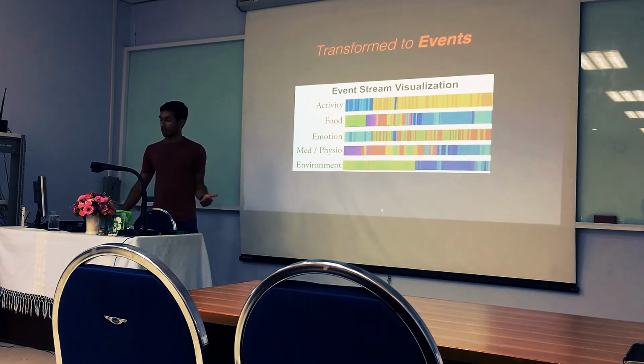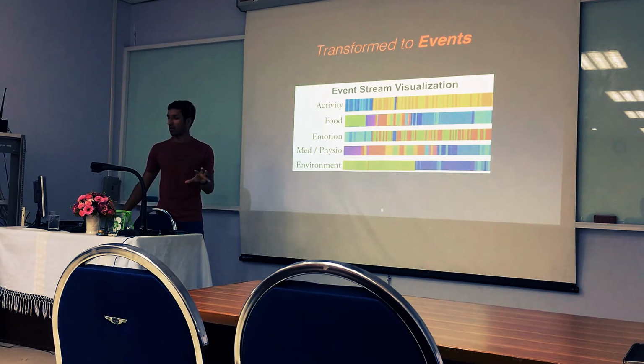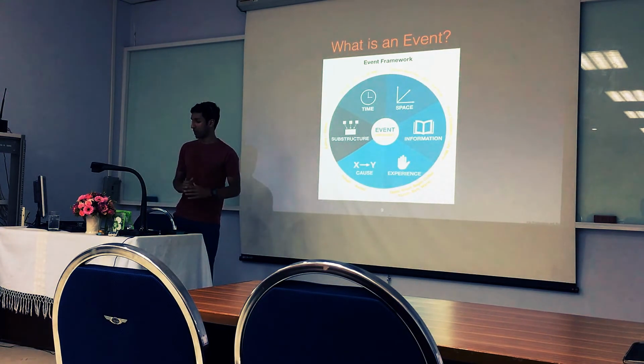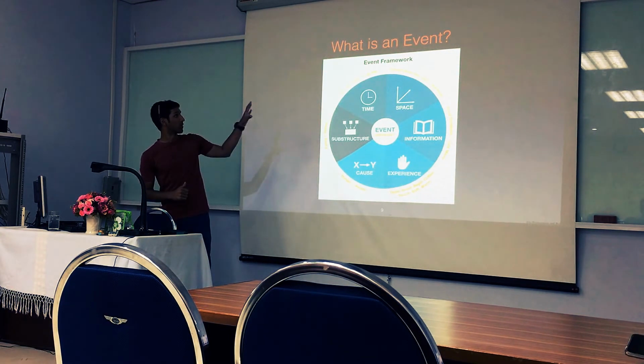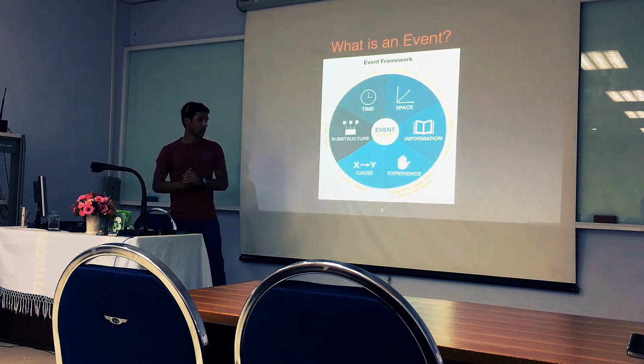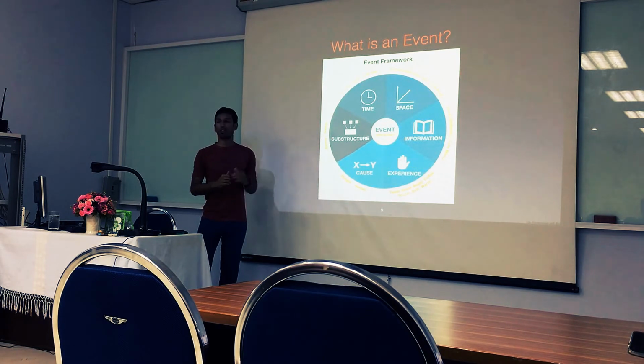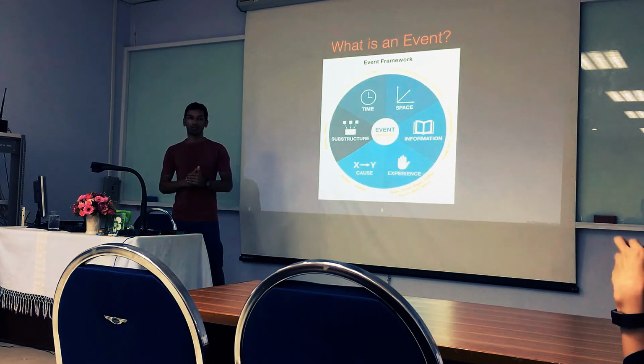So we talk about events, but really we have to get to the core of what is an event. And this is a key principle in computer science. Our professor, Ramesh Jain, published a seminal paper in 2007 explaining what is an event framework. So when we talk about events, there are 6 categories that have been delineated to mean an event.